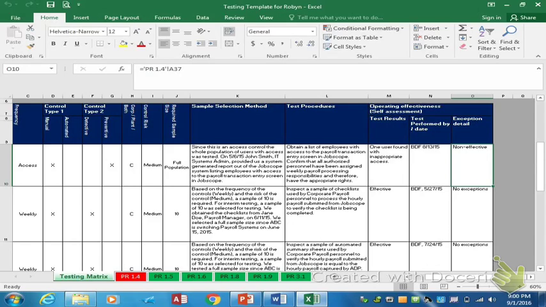I looked to see if it completed without error. What was my result? No findings. I had nothing found. Test performed this day, exception, no, non-effective. Non-effective meaning that was okay. And then over here, a lot of this stays exactly the same. So year after year, that's not going to change. So your working papers flow from year to year.